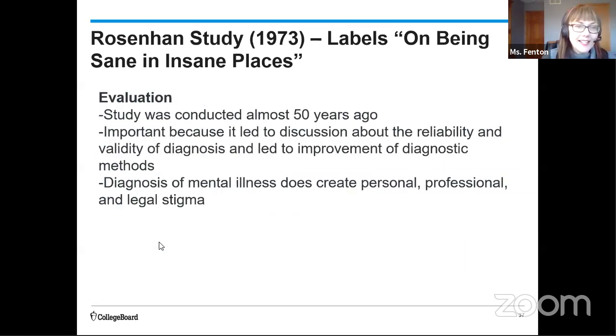So when we think about this study, it is almost 50 years old, but it is important because it really brought up this discussion about how reliable and valid is diagnosis, and it led to subsequent improvements in the DSM-5 and other methods of diagnosing mental illness. And it also drew a lot of attention to the problem of stigma, so that allows psychologists to work on ways to reduce stigma.